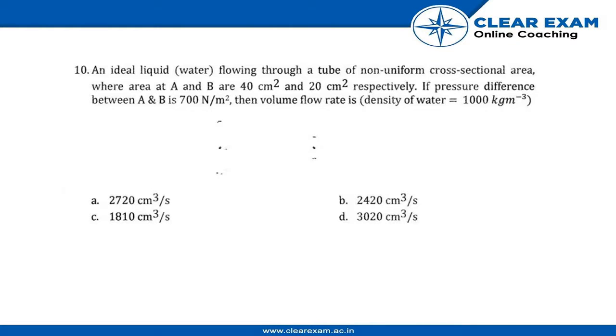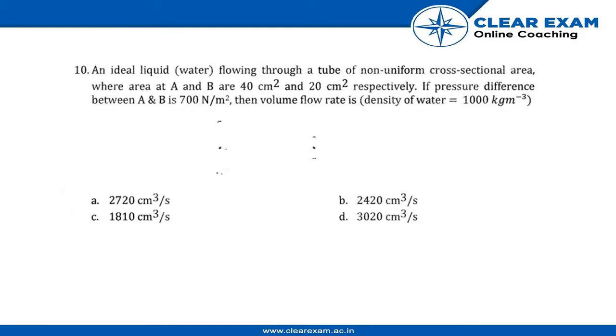The question says an ideal liquid, that is water, is flowing through a tube of non-uniform cross-sectional area, where the area at A and B are 40 centimeters square and 20 centimeters square respectively. If the pressure difference between A and B is 700 Newton per meter square, then the volume flow rate is, and we are provided with four different options.